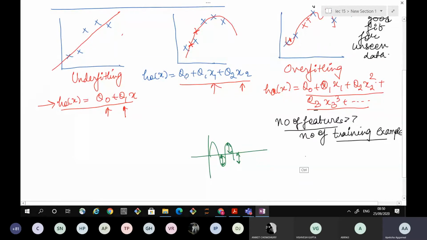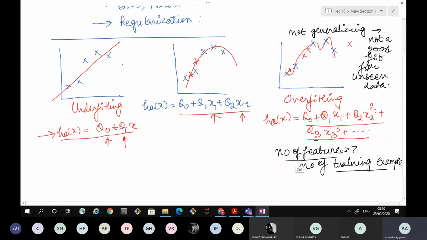So this overfitting is basically high variance, and underfitting is called high bias. My model should neither have high bias nor high variance. It should have a good mixture of bias and variance. It should not pass through all the examples. It should generalize well for the present examples as well as the unseen examples. So it should be the balance of both high bias and variance.